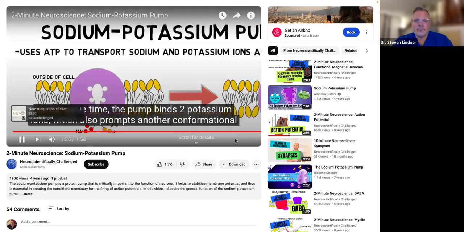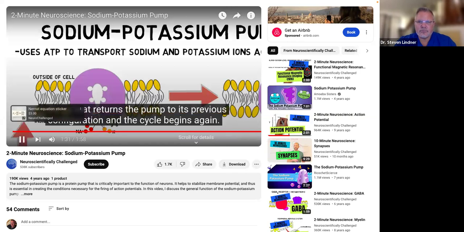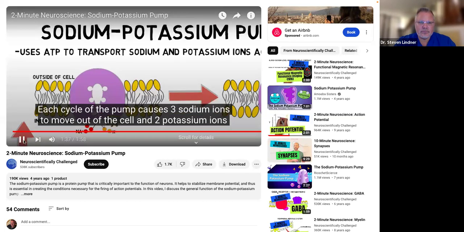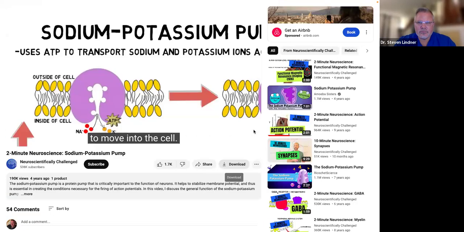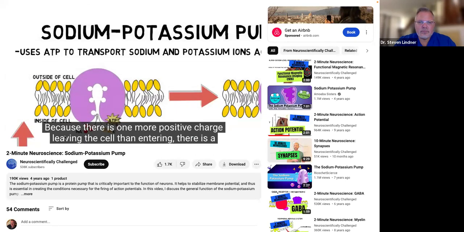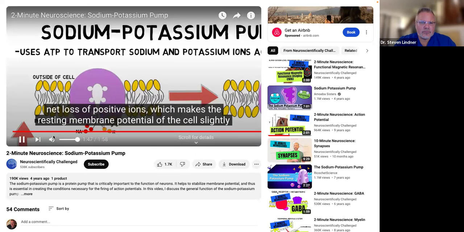At the same time, the pump binds 2 potassium ions, which also prompts another conformational change that returns the pump to its previous configuration, and the cycle begins again. Each cycle of the pump causes 3 sodium ions to move out of the cell and 2 potassium ions to move into the cell. Because there is one more positive charge leaving the cell than entering, there is a net loss of positive ions, which makes the resting membrane potential of the cell slightly more negative.